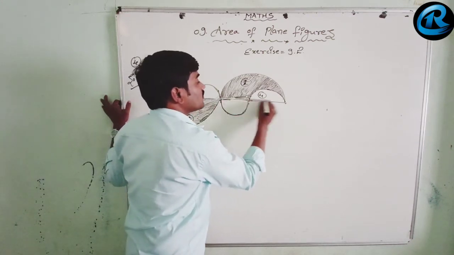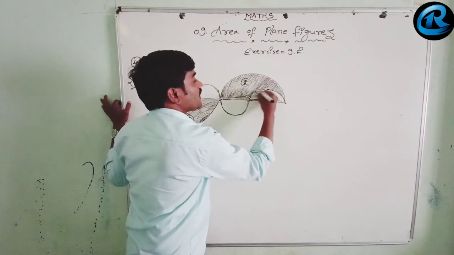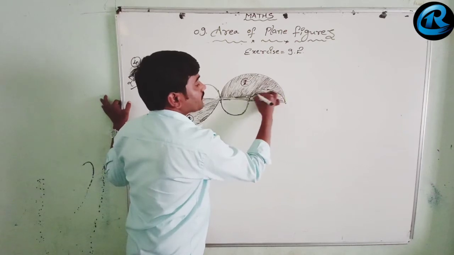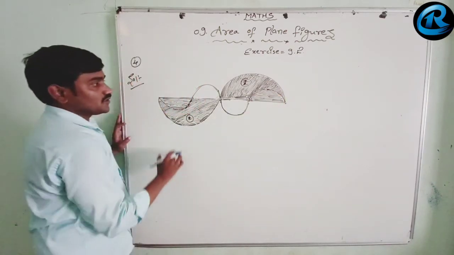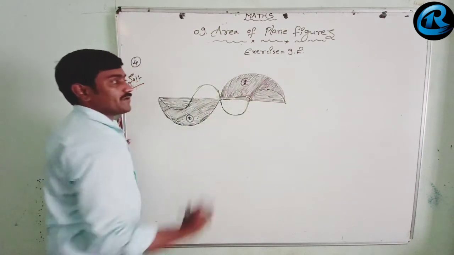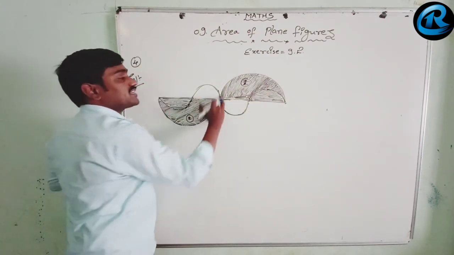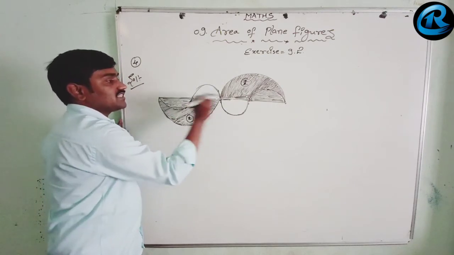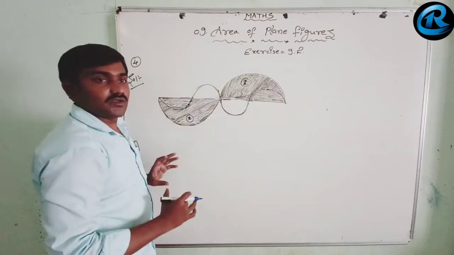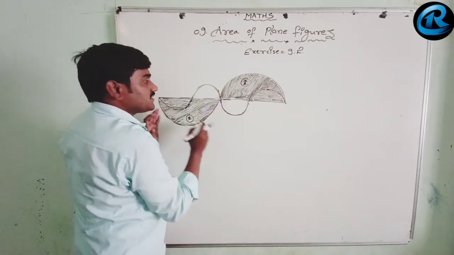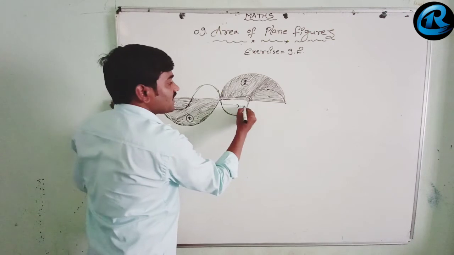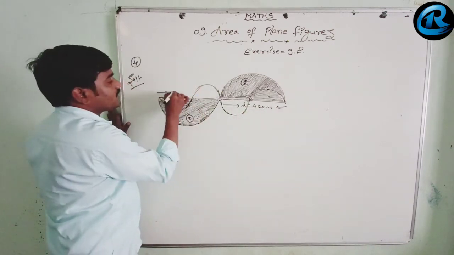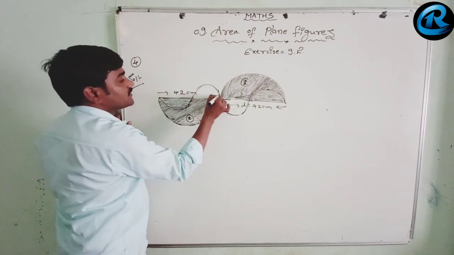Since all have equal radii, we can replace them. They are not different, all have the same radius. Now you see what happens. Two big semicircles happen. The smaller semicircles are cancelled. The shaded region and unshaded region are shifted with each other. So now we get this one semicircle and this one semicircle, each of diameter equal to 42 centimeters.